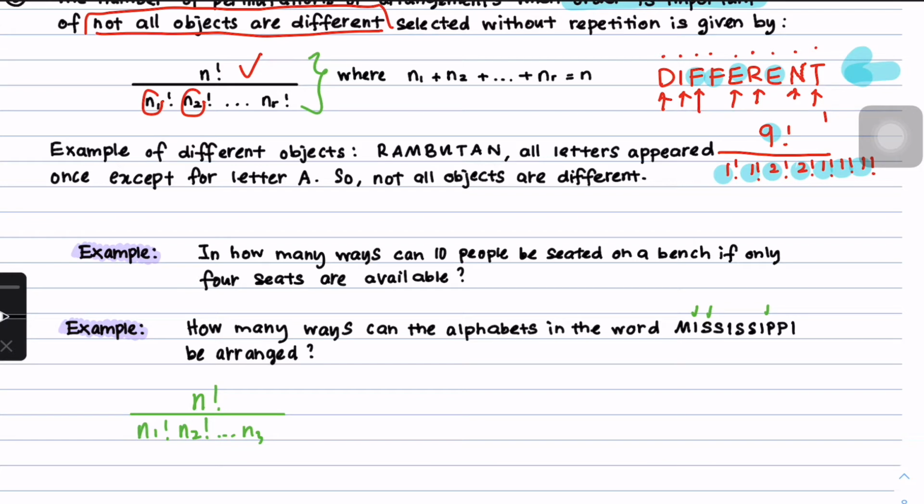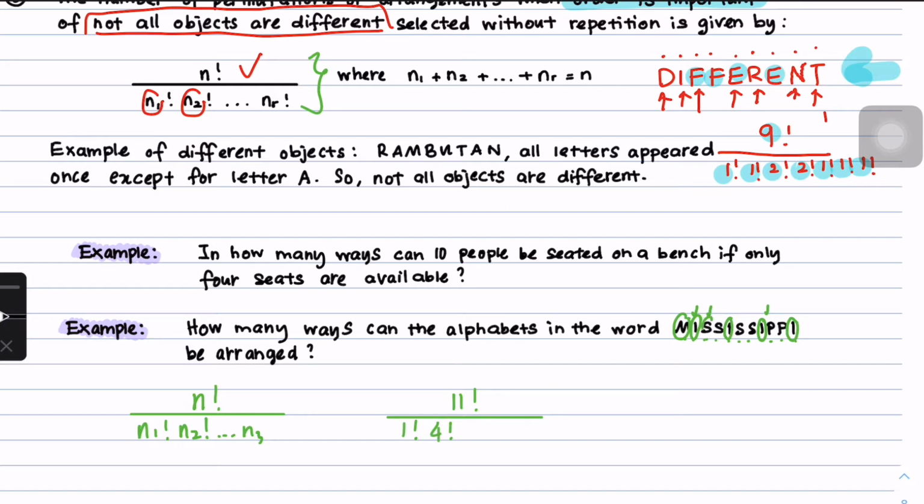Okay, so now we want to arrange the alphabet. How many n you have is the number of letters you have here. You have 1 2 3 4 5 6 7 8 9 10 11, therefore we have 11 factorial, divided by, and you need to count for every different letter. So the first letter is M, you only have one M here, so 1 factorial. And then the second letter is I, so you have 1 2 3 and 4 I's, therefore you have 4 factorial for I.